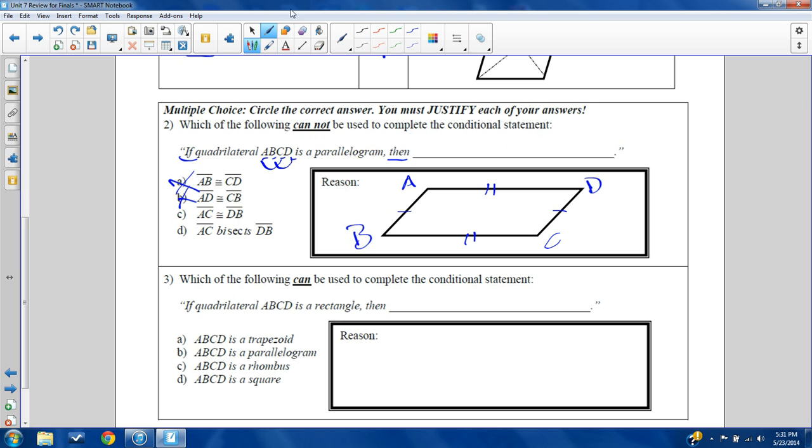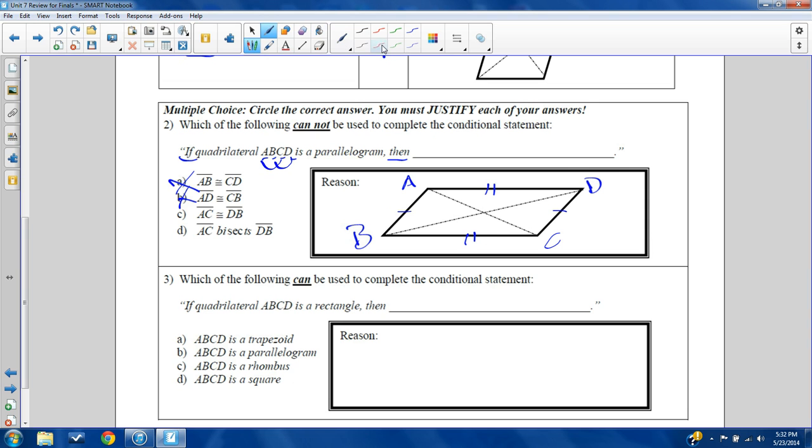AC is congruent to DB. Now, AC is a diagonal. It's not false because the segment doesn't exist. The segment exists. It's just in diagonal form. There's AC, and there's BD. Are these the same length? To be honest, in a parallelogram, they are not the same length. Only in a rectangle and square are diagonals the same length.